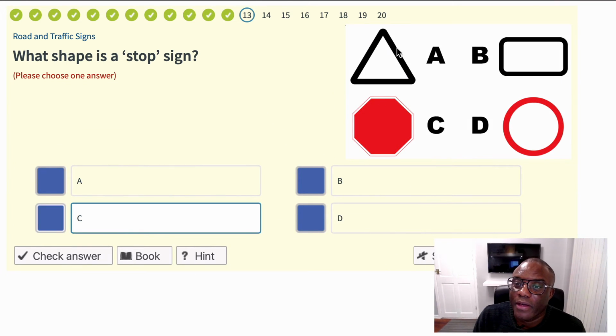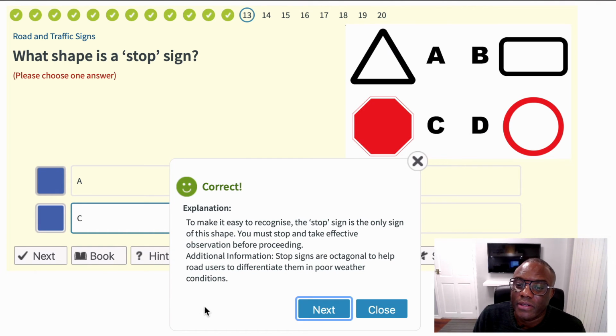To be fair, A doesn't exist because it's a black triangle. We have no black triangles. That doesn't exist. That does as a road sign, but that's an order. So octagon is your stop sign, and you can see that's correct.